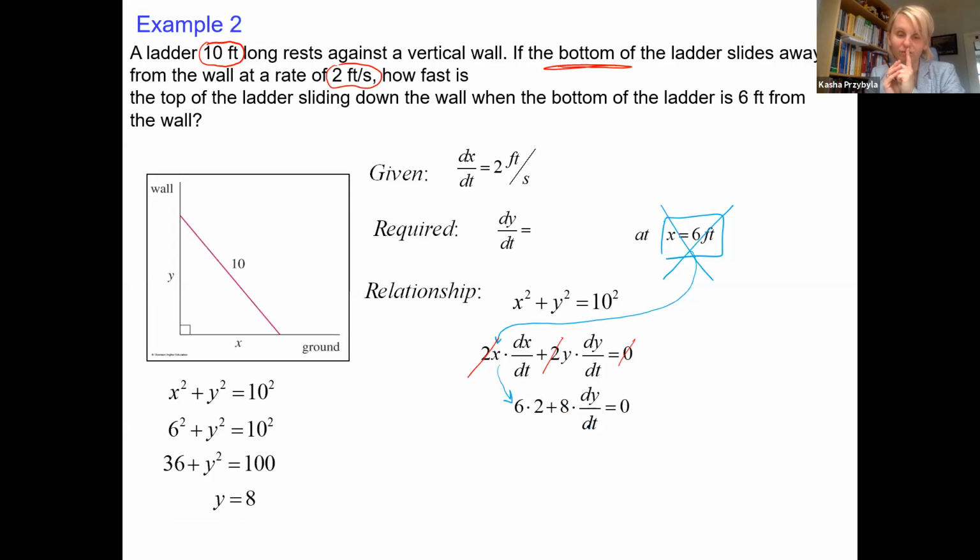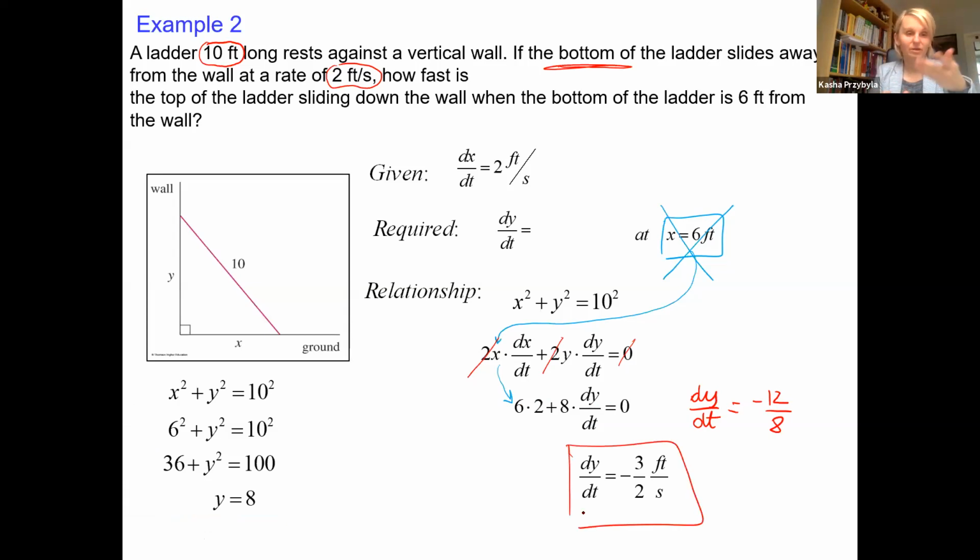We have 12, and we have to subtract 12 from both sides. So dy/dt times 8 equals negative 12, dividing by 8, which will be negative 12 over 8, or negative 3 over 2. The units are feet per second. And one question, you can probably assume what I will be asking.